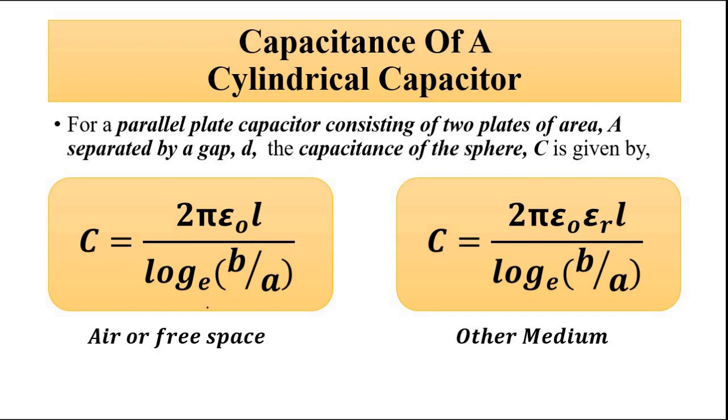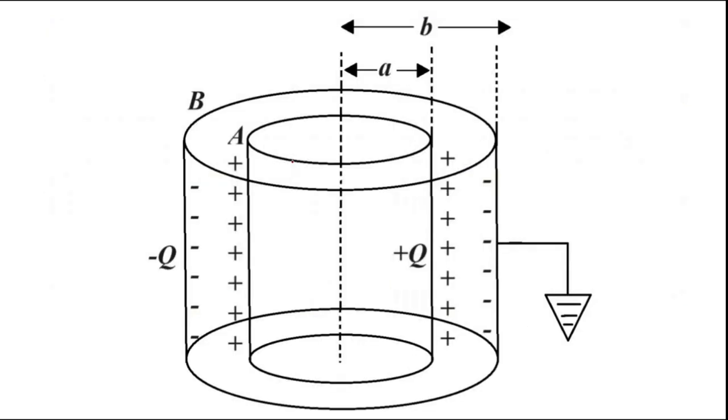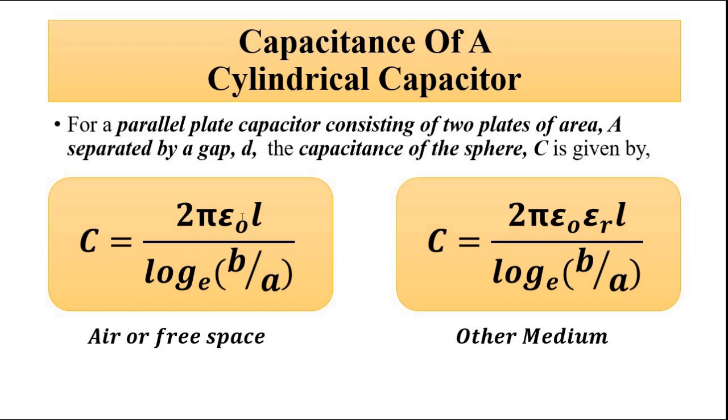The capacitance of a cylindrical capacitor of this kind is given by 2 pi epsilon 0 L divided by log of b by a to the base e. L is the length of the cylinder here. So the capacitance is directly proportional to the length, and depends on the log of the ratio of the outer and inner radii to the base e.